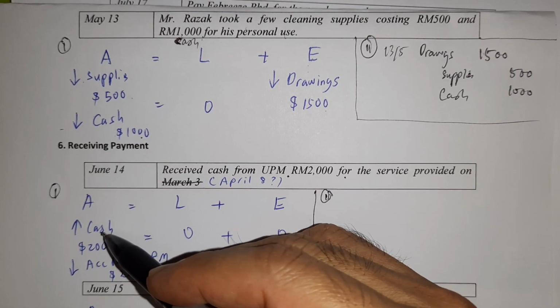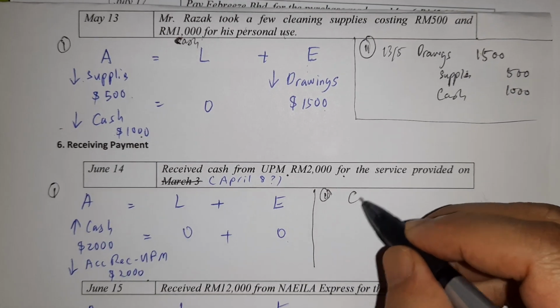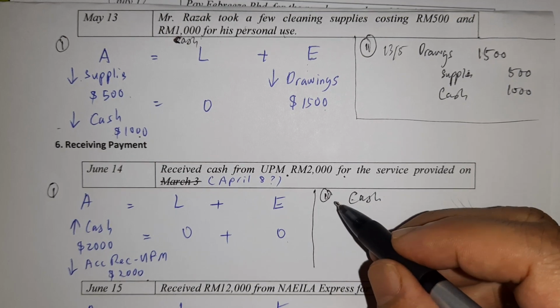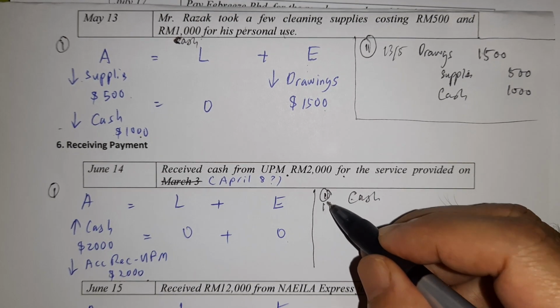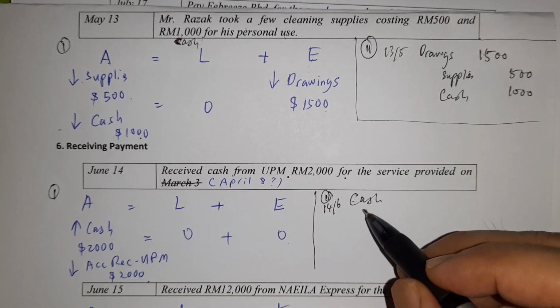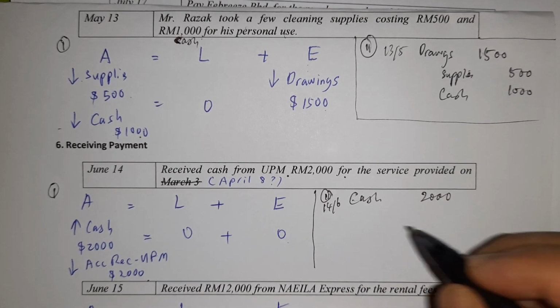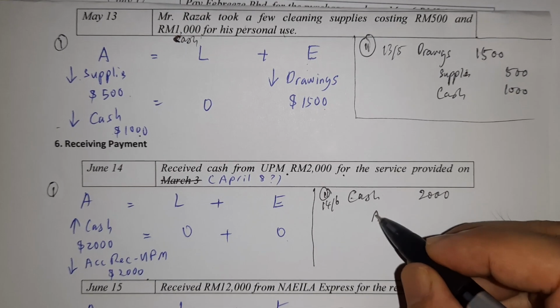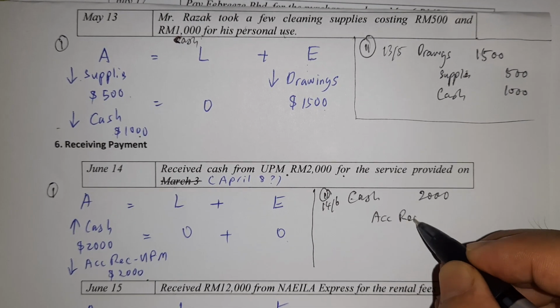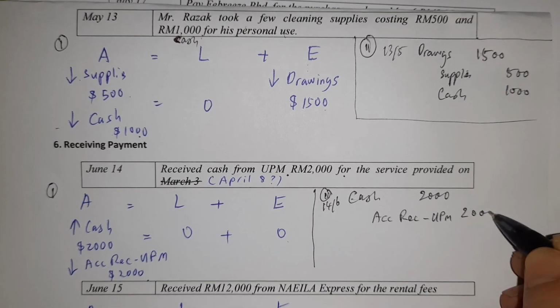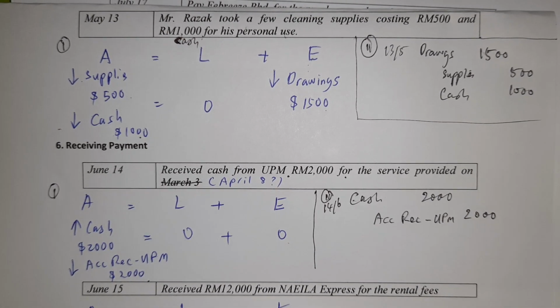Asset cash increase, so asset increase, you debit account cash. Oh, you have to write the date first. 14th of June, debit cash 2,000, and then credit account receivable UPM. The amount is 2,000. Okay.